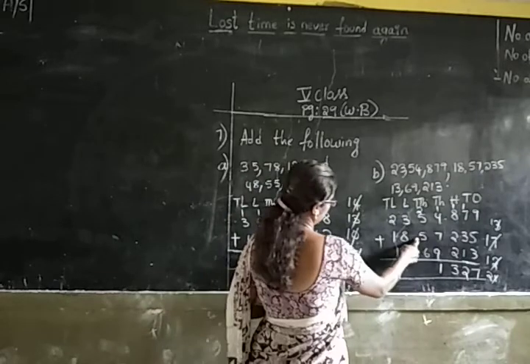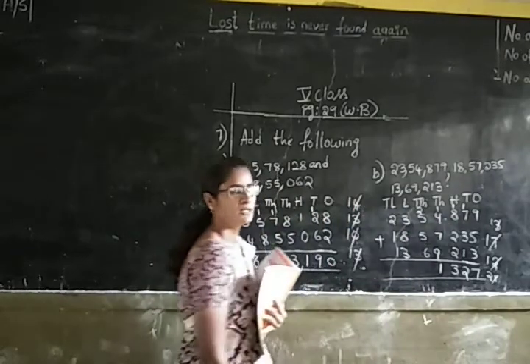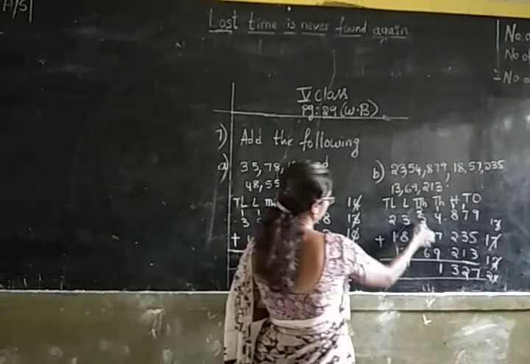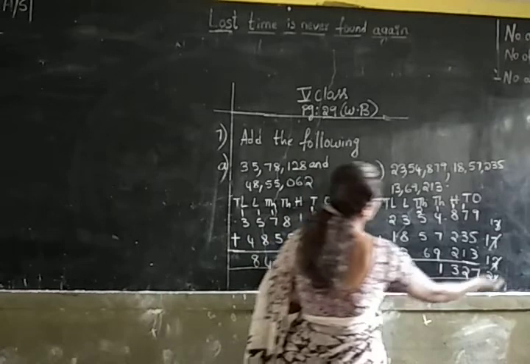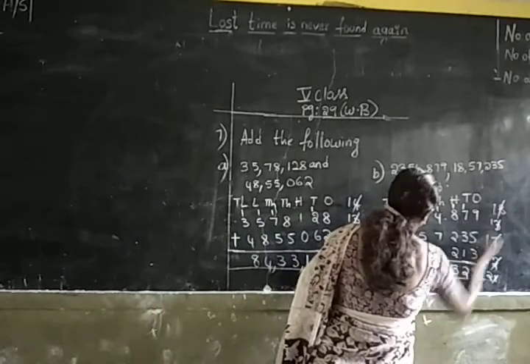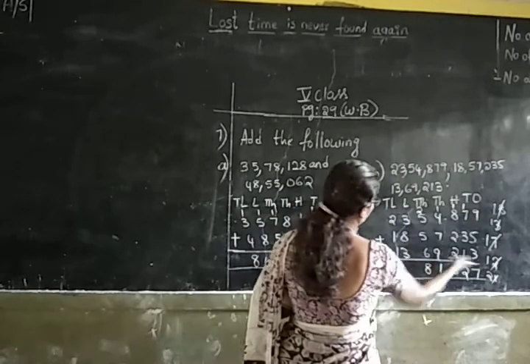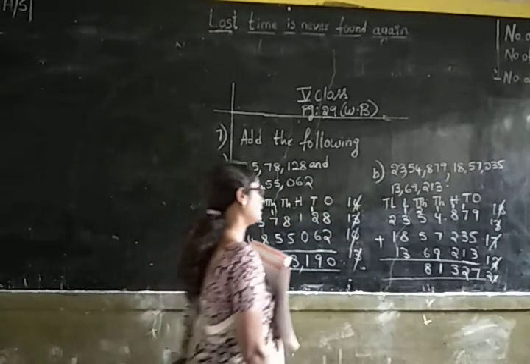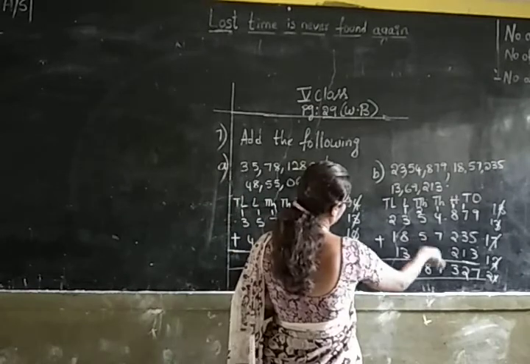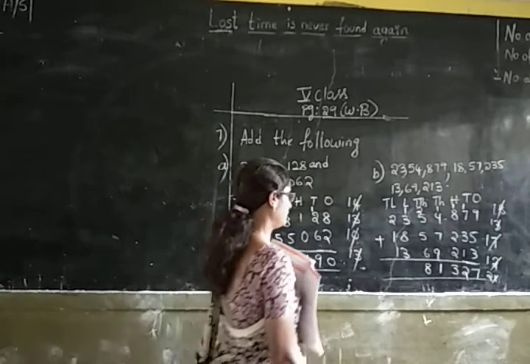After adding the numbers in 1000's place, you have to add the numbers in 10,000's place. 5 plus 5 is 10, 10 plus 6 is 16, and 16 plus 2 is 18. You have to put 8 in 10,000's place and carry away 1 to the lakhs place. Okay. After adding the numbers in 10,000's place, you have to add the numbers in lakhs place.